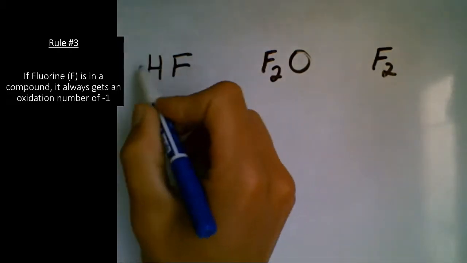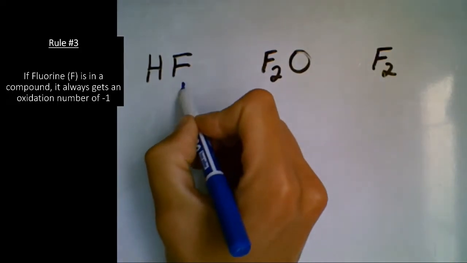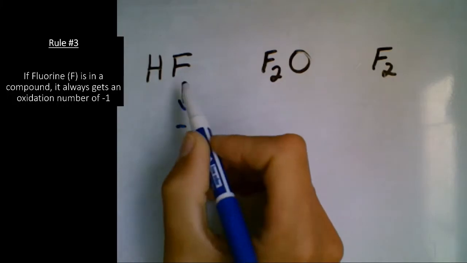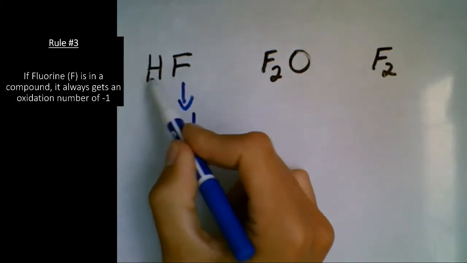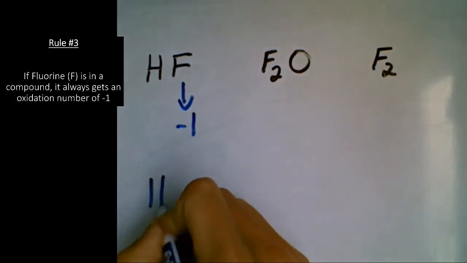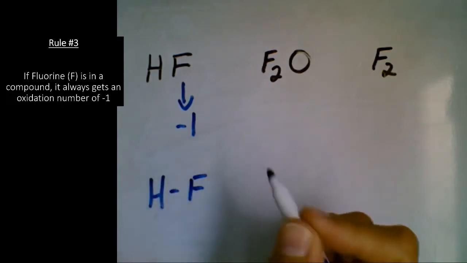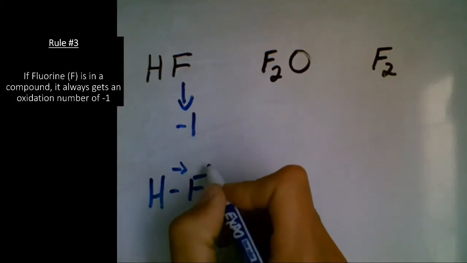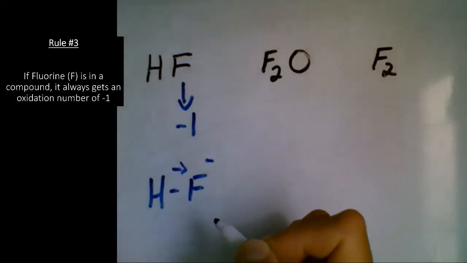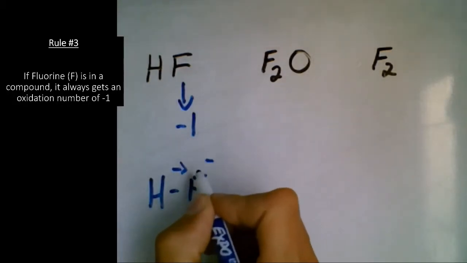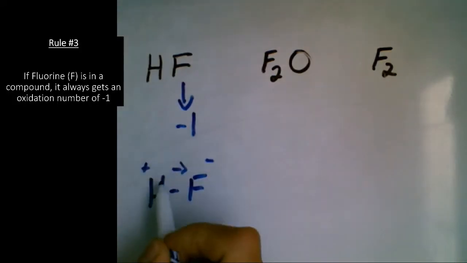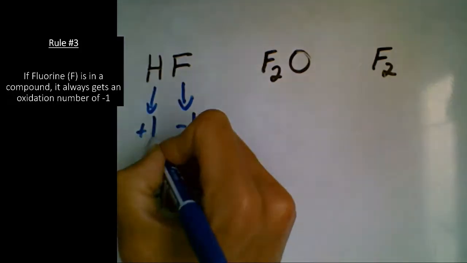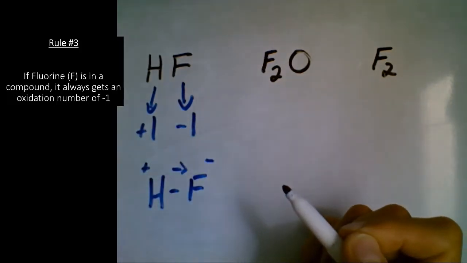So if we were to take a look at this, we know that fluorine must be a -1. As the most electronegative element that exists, it will actually pull electrons away from whatever it bonds to, as long as it's a different substance. And so it will gain that electron, that negative charge, that negative oxidation number, and that means that hydrogen's actually going to lose an electron, making it have an oxidation number of +1.